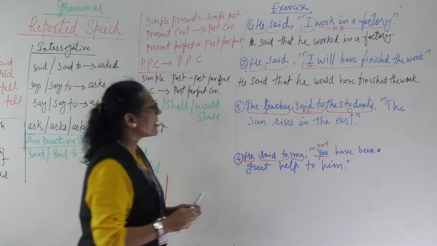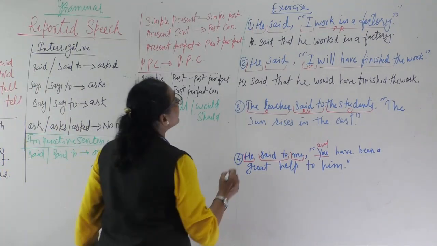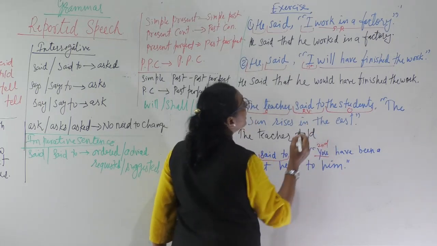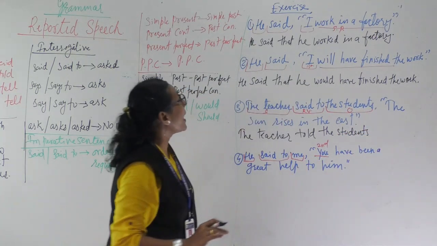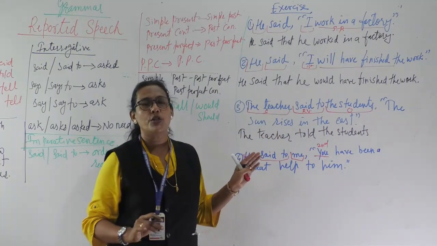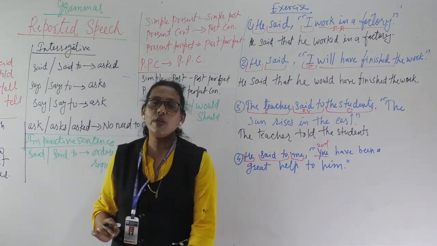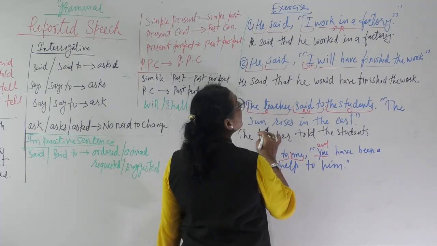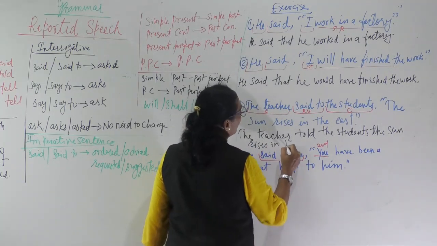Go to the second. The teacher said to the student. What will come? Said to will become told. The teacher told the student, because this is a universal truth, so the answer will stay the same: the teacher told the student that the sun rises in the east.